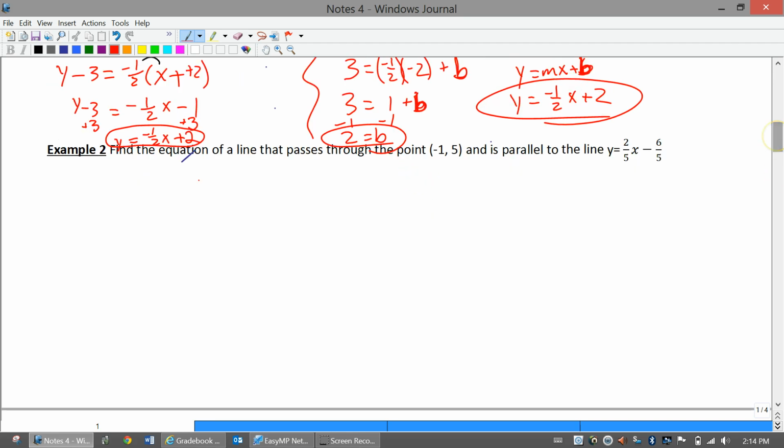Gotcha. Okay, let's do example 2 now. I'll do this both ways. Pick the way that you like better, that you can learn easier. Ignore the second version of it that you don't like.